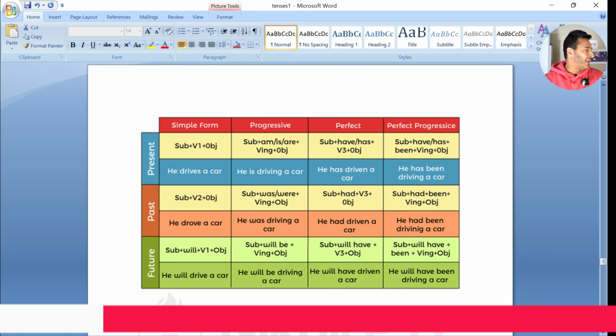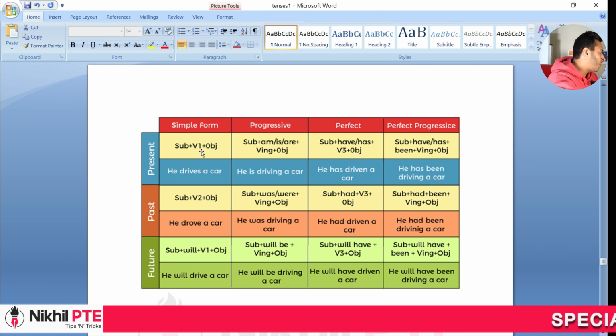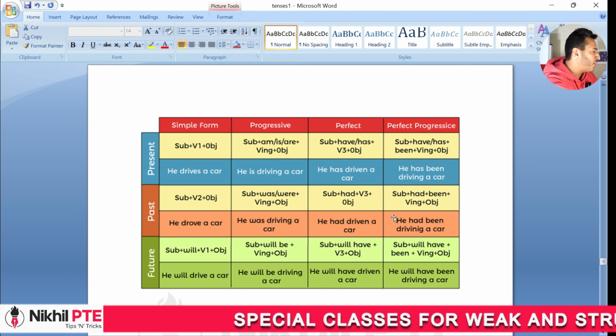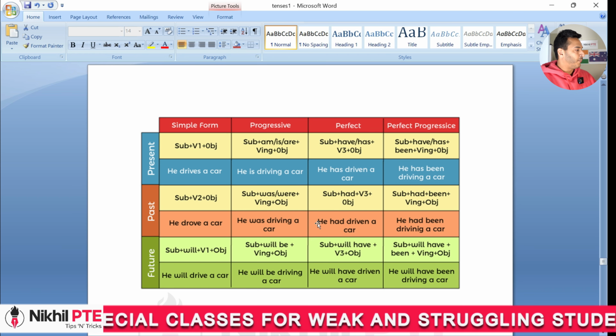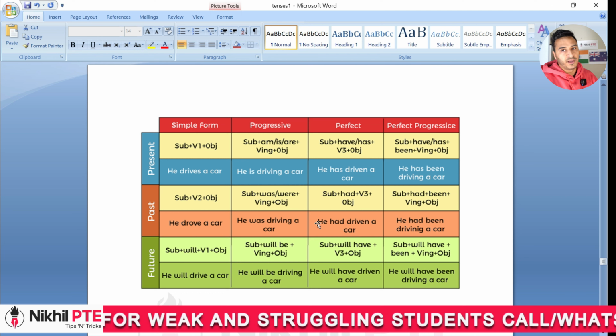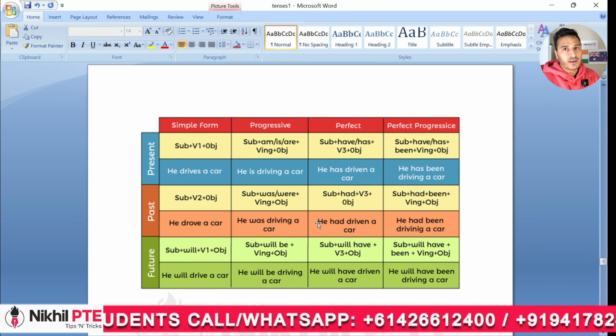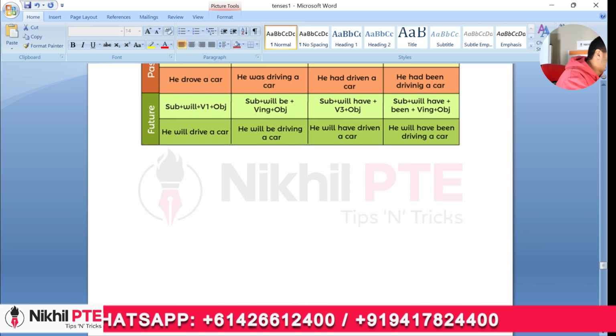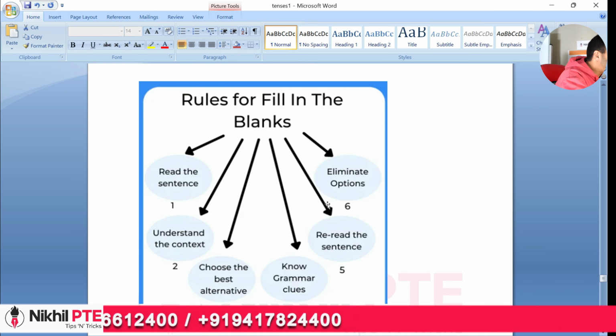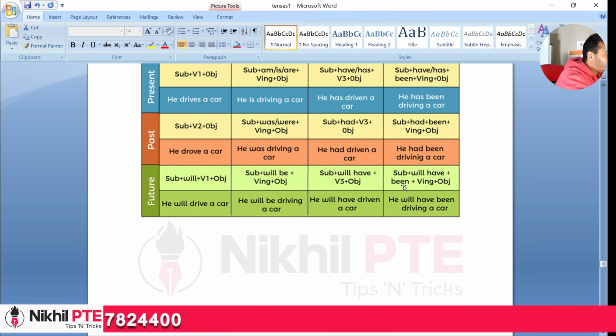See this example as well. Subject, verb, plus object, subject, what I have explained already. So in a simple example I have explained here, right? I got this image from the internet so that I can explain well. All good. So these are the filling the blanks rules that I will explain later.